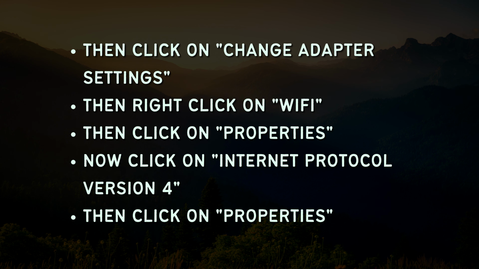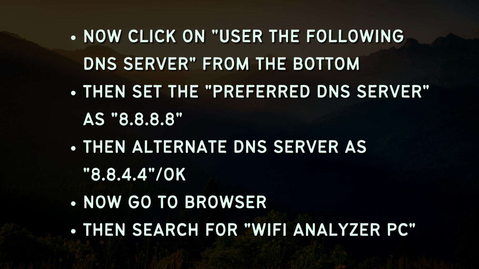Then right click on Wi-Fi. Then click on Properties. Now click on Internet Protocol version 4. Then click on Properties. Now click on Use the following DNS server from the bottom. Then set the preferred DNS server as 8.8.8.8. Then alternate DNS server as 8.8.4.4 and OK.